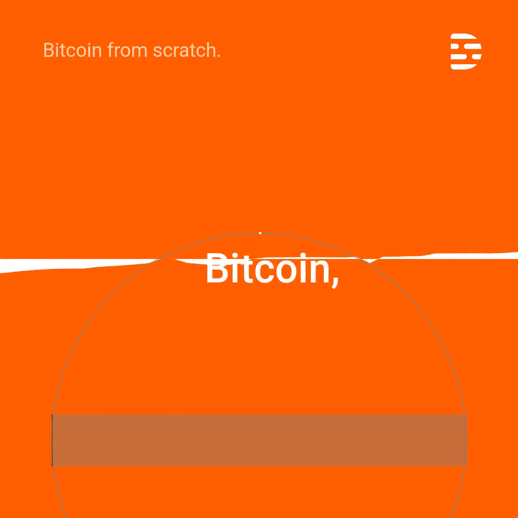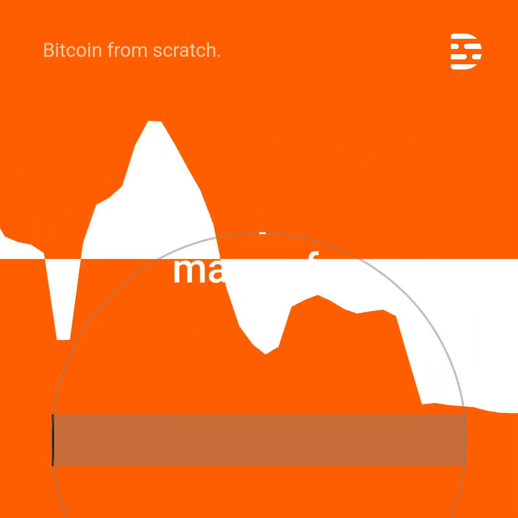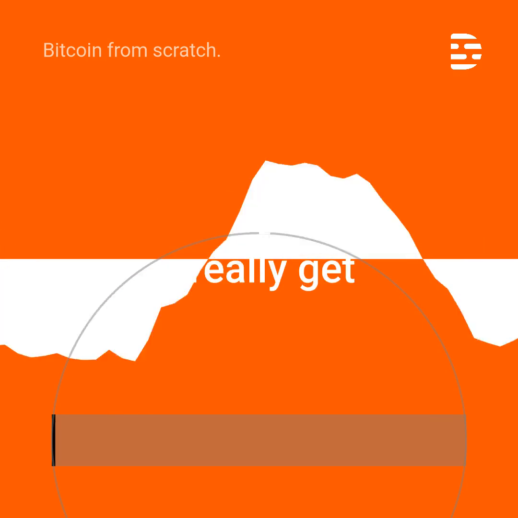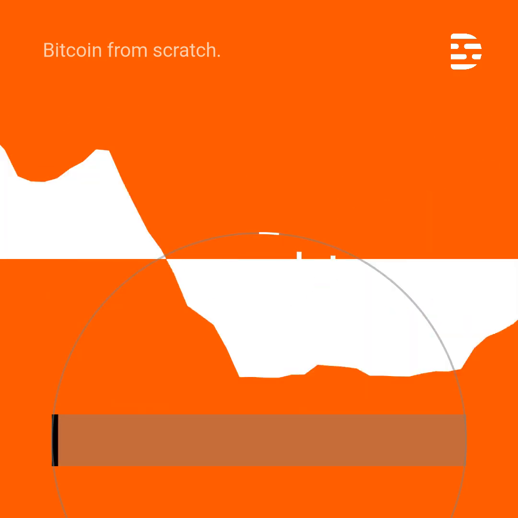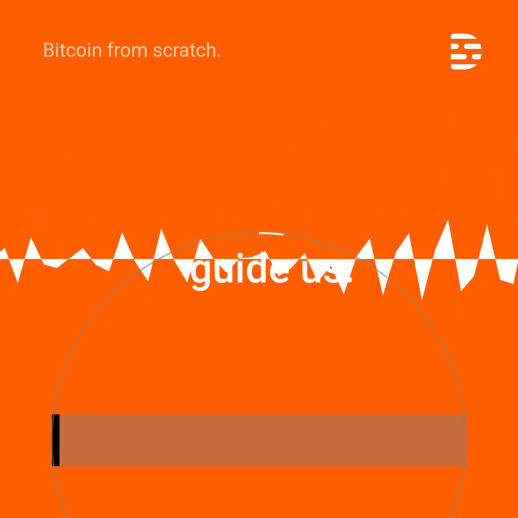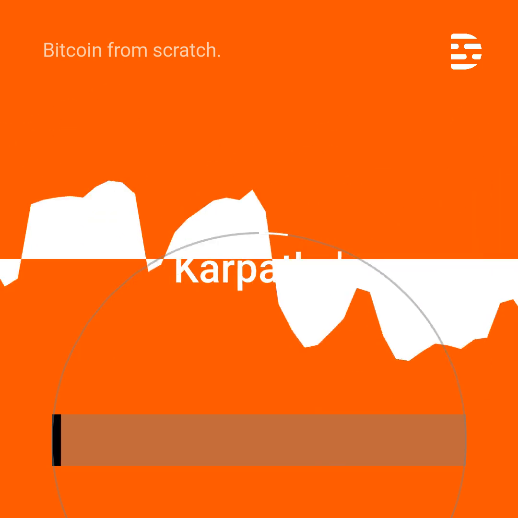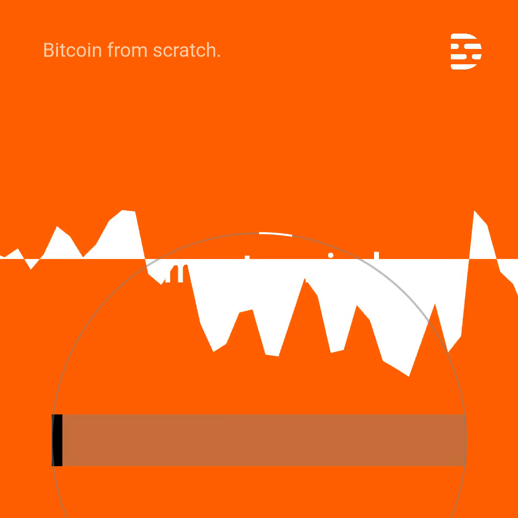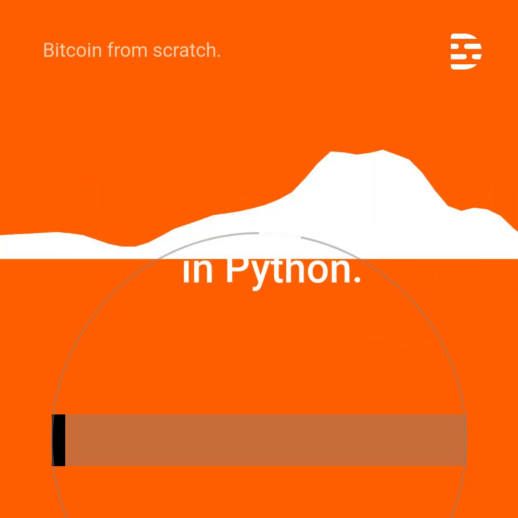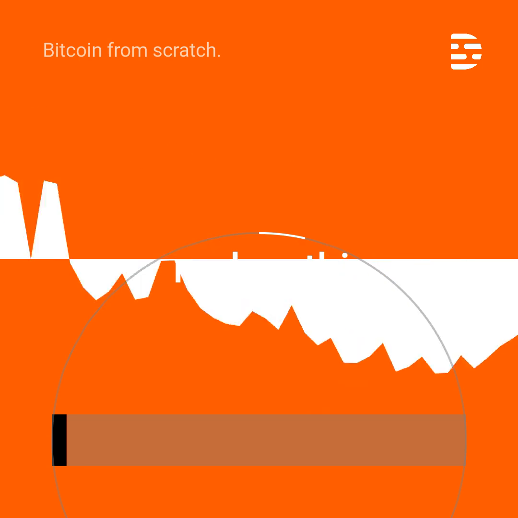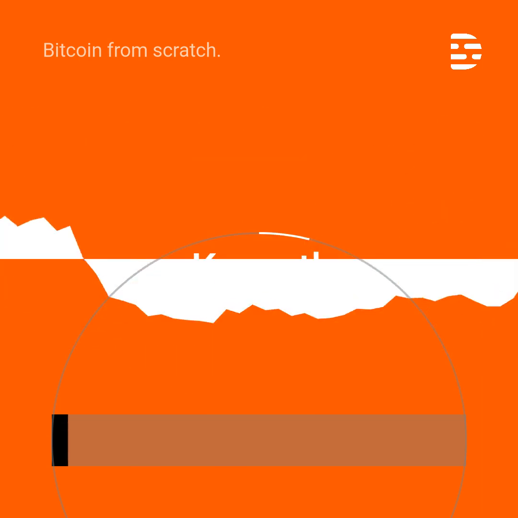Okay, so Bitcoin, it's like everywhere you turn, right? But how many of us can actually say we really get what's going on under the hood? Well, that's what we're tackling today, and we're lucky enough to have some amazing insights to guide us. We're diving deep into Andrej Karpathy's, the AI mastermind over at Tesla, his blog post, A From Scratch Tour of Bitcoin in Python. And what makes this deep dive so insightful is that Karpathy gets it.